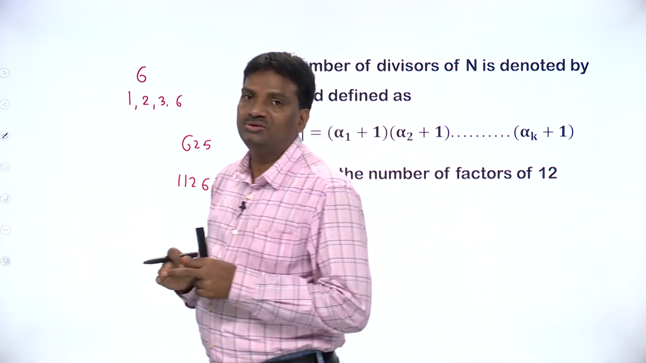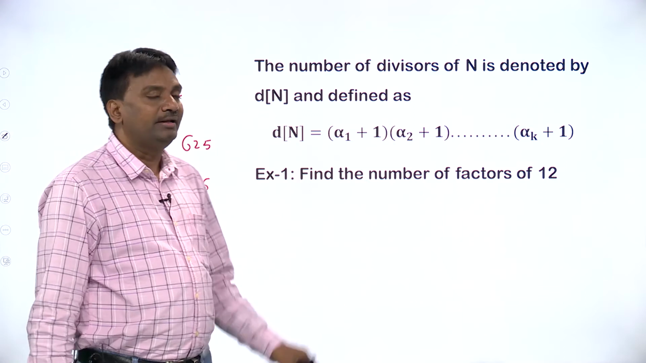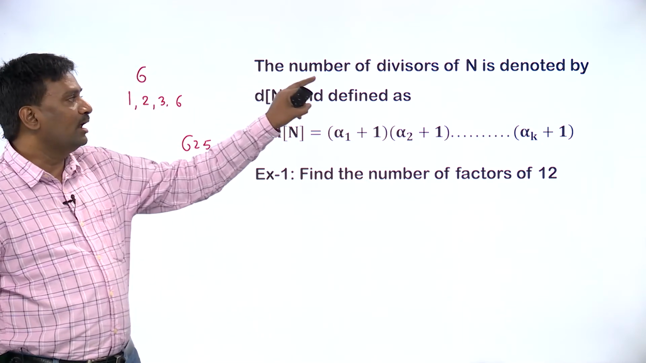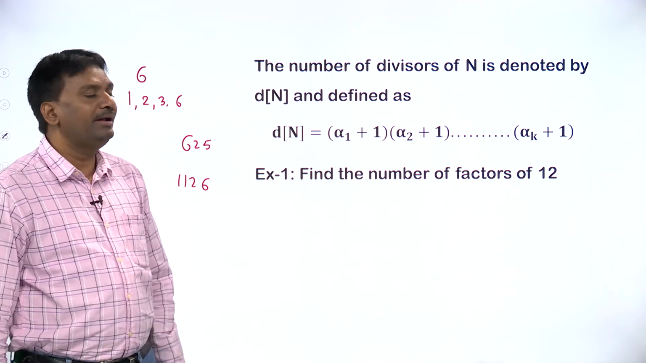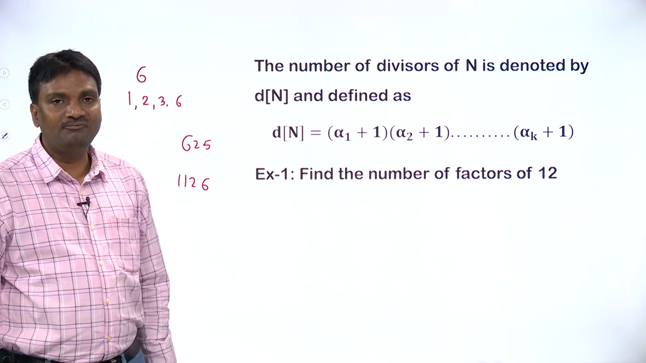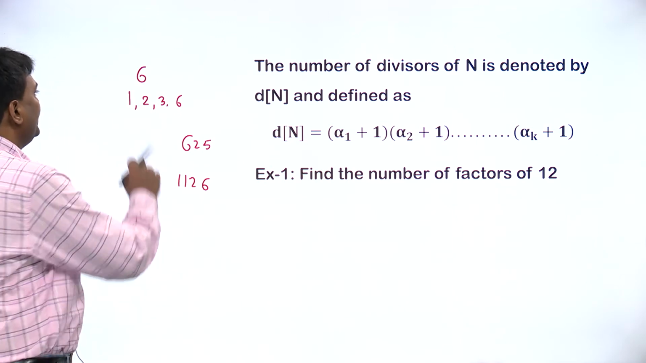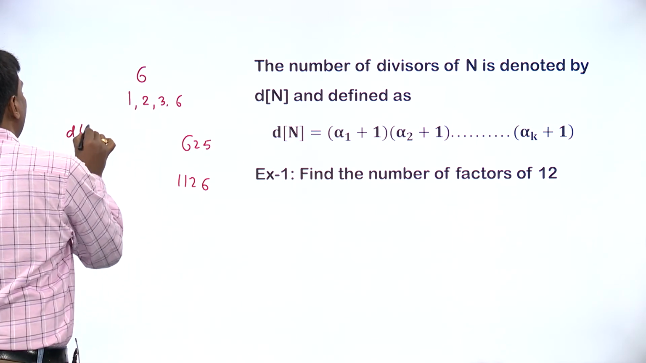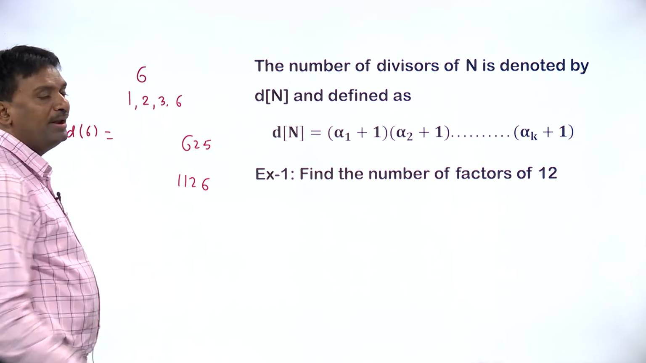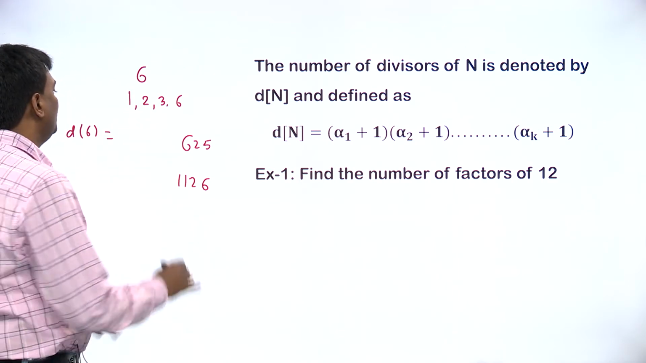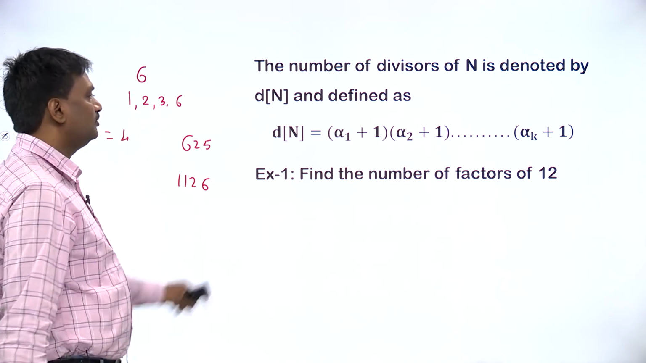So, in this case we can use the formula d of n. The number of divisors of n is denoted by d of n. Here in place of n we are taking 6. So, we can write d of 6 equal to how many factors are there? Only 4, 1, 2, 3, 4. So, d of 6 equal to 4.